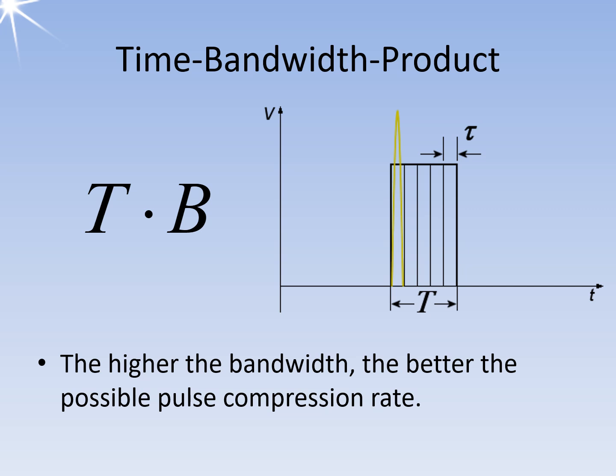The time bandwidth product was introduced to describe the possibilities of pulse compression. It is practically the ratio of the transmitted pulse duration, the large letter T, to the duration of the compressed pulse, tau, and thus identical to the pulse compression rate. In radar systems, values of T times B between 5, as shown in the figure, and 1000 can be achieved.